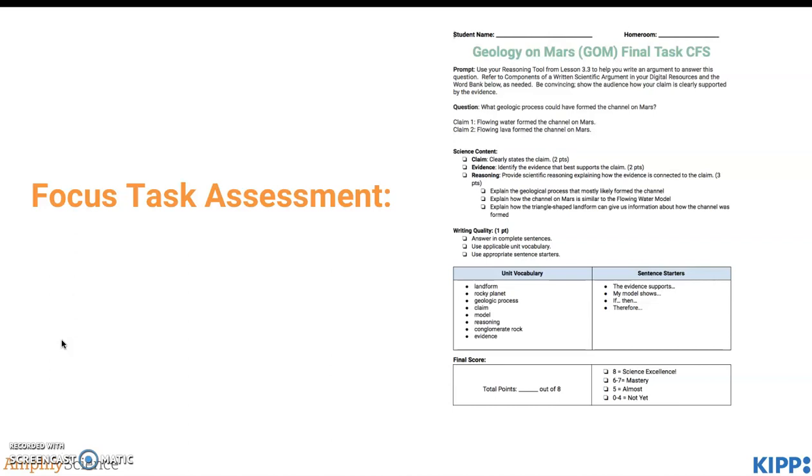Explain the geological process that most likely formed the channel. Explain how the channel on Mars is similar to the flowing water model. Explain how the triangle-shaped landform can give us information about how the channel was formed. Writing quality is 1 point, ensuring that they answer in complete sentences, use applicable unit vocabulary, and use appropriate sentence starters. Take some time now to actually take the performance task.